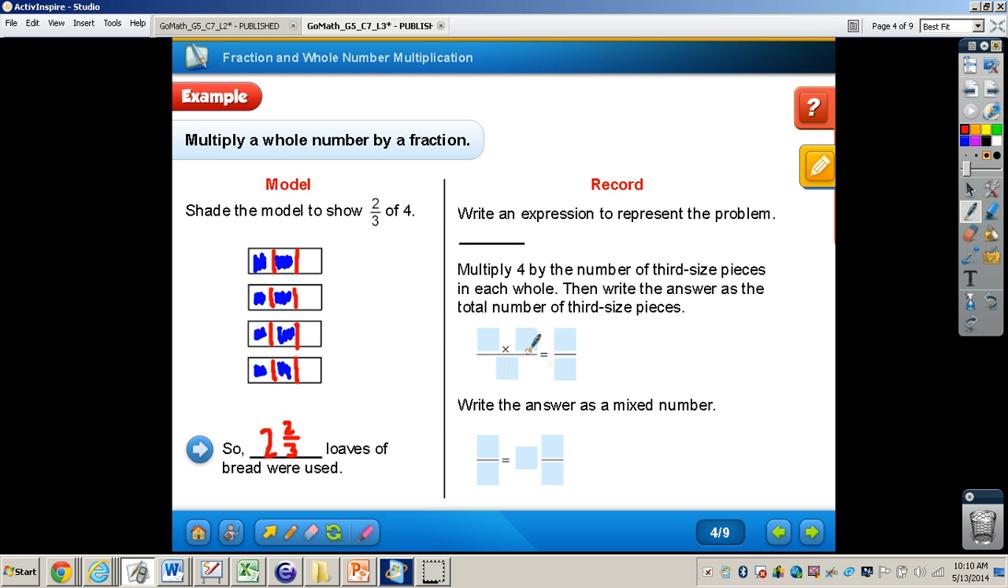For the next step, what you will need to do is write an expression to represent the problem. Now we need to think that we need to find 2/3 of 4 wholes. So what we will have to do is multiply 2/3 times 4. That's going to be our expression.